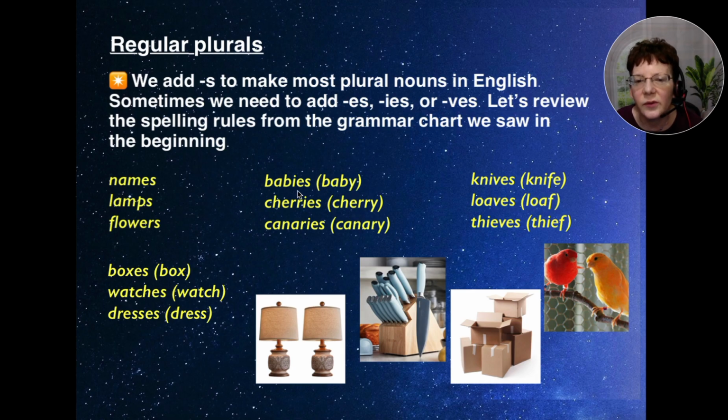So we want to change this to an I or drop the Y and add IES. Babies, cherries, canaries, like this. And then if you remember about the F or FE rule, for plural, we want to change this to VES. So knife, loaf, and thief becomes knives, loaves, and thieves.